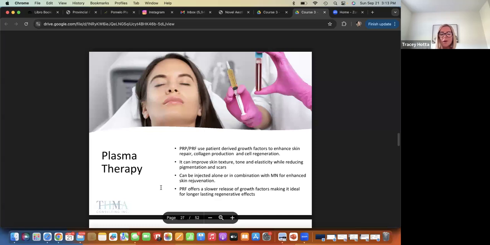One of the things we found in our clinic with PRP is that it significantly reduces downtime and improves healing time. We find the downtime with microneedling, for example, is a little bit less when they add PRP to the treatment.